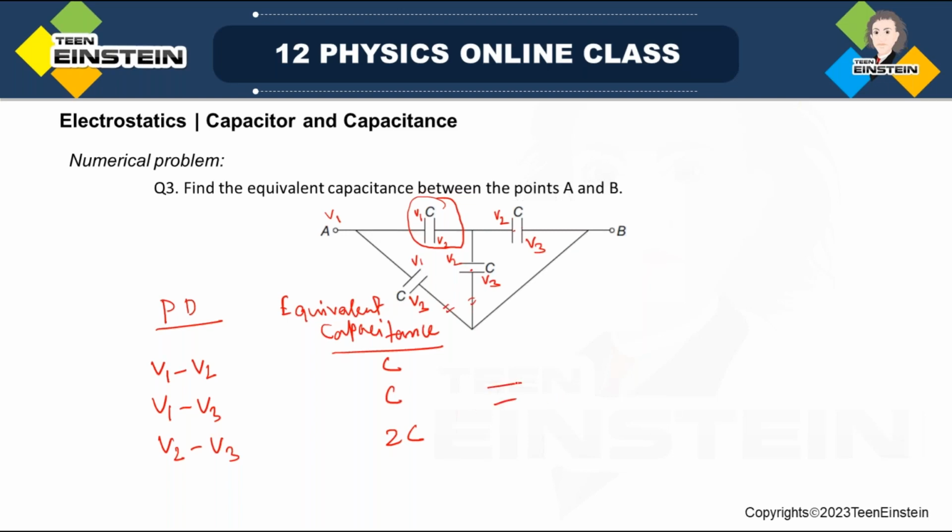Now we have to draw the equivalent capacitor circuit from this table. See, I have V1, V2, then I have V2, V3. So this is V1, V2, V2, V3. But I have another one, that is V1 and V3.